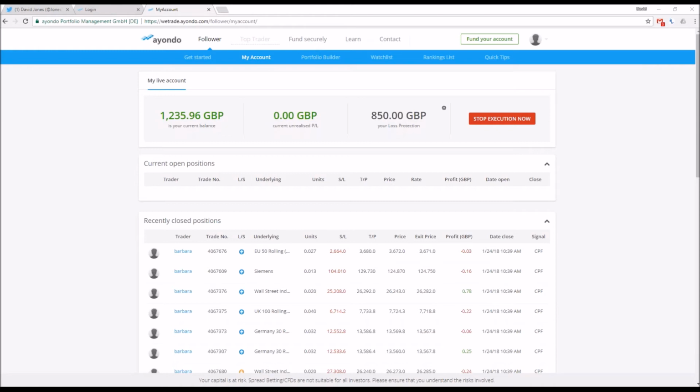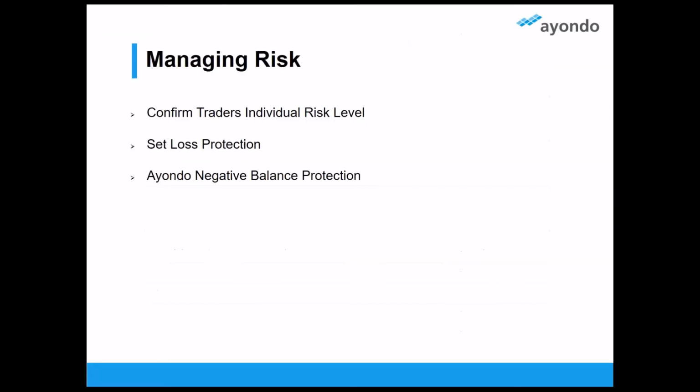You have to put up more money. With Aondo, they have this negative balance protection. So what it means is you can never lose more than what's in your account. So even if the market drops to zero, you won't lose more than what's in your account. So hopefully that all makes sense.